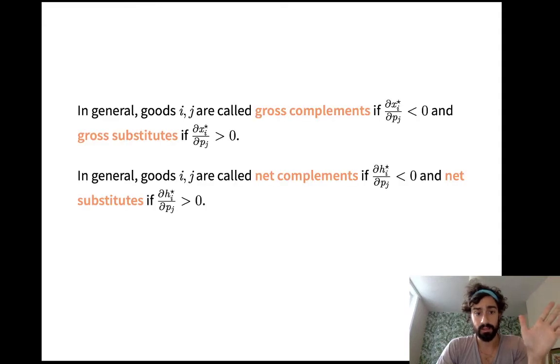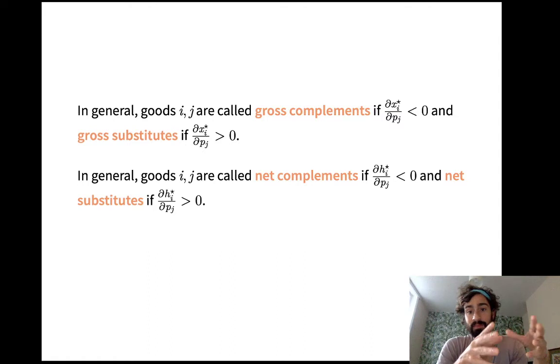We want to make this formal. Formal in the sense of we want to give a mathematical interpretation to it that's more than just having to graph it all the time. So we're going to call two goods i and j gross complements if the derivative of the Walrasian demand with respect to good i, with respect to the price of good j, is less than 0.